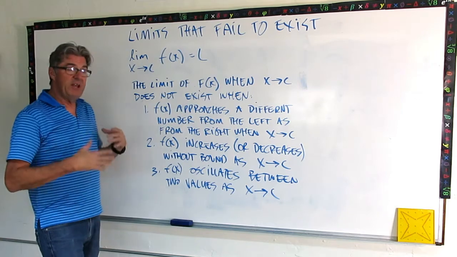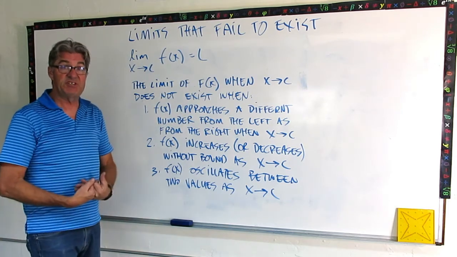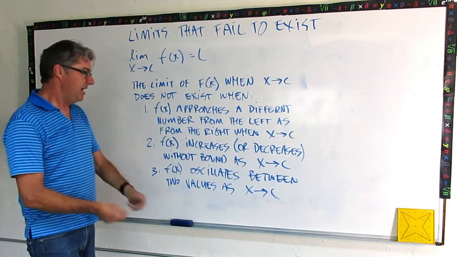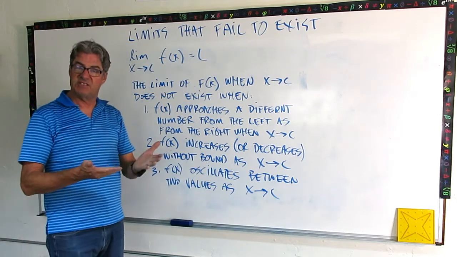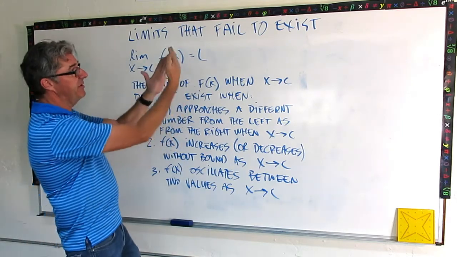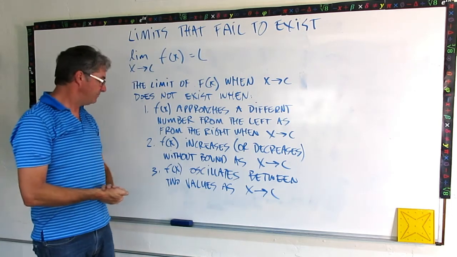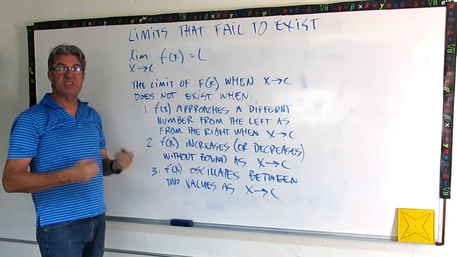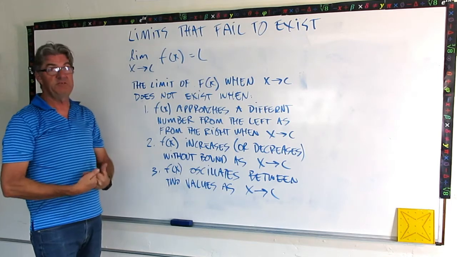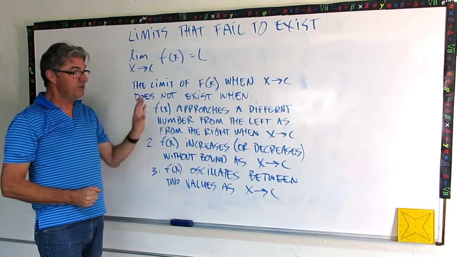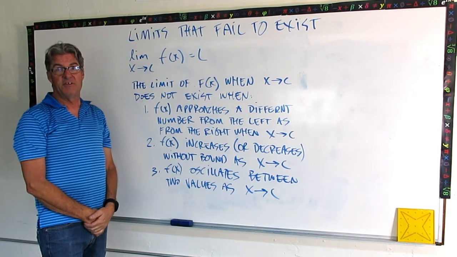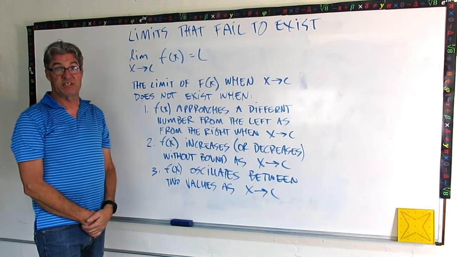Second one, when f of x increases or decreases without bound as x approaches c. So that was that second one where it just kept growing and growing and growing as we get closer and closer to x equal to 0. So no limit for that problem. The last one was when f of x oscillates between two values as x approaches c. So those are the three cases that we've studied here that talk about when limits fail to exist.